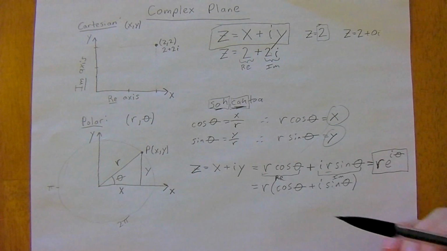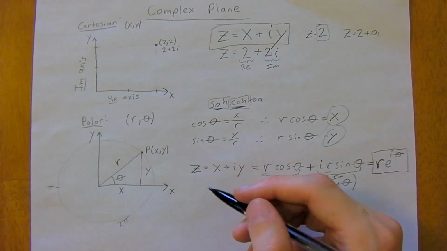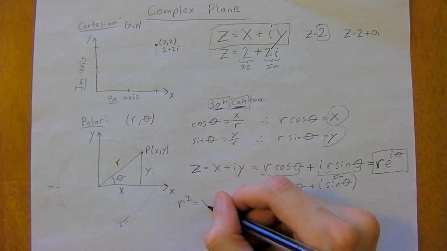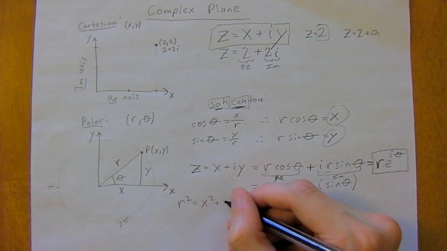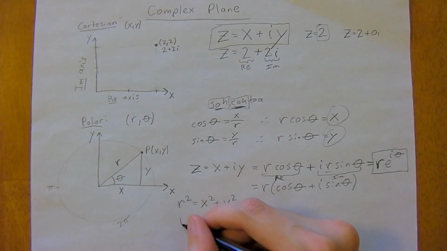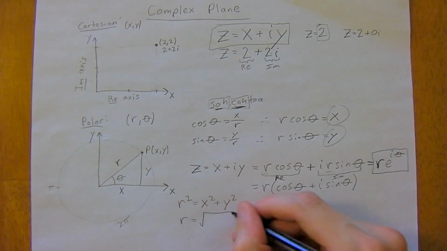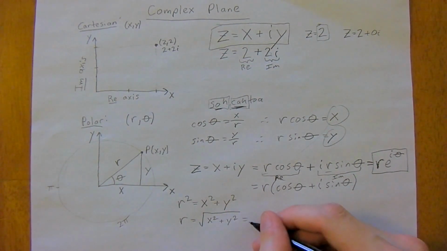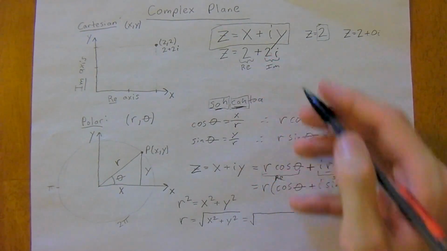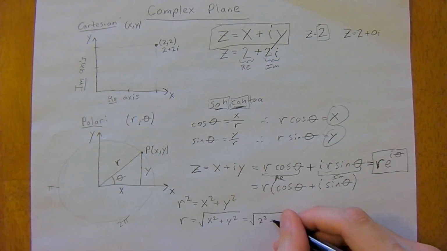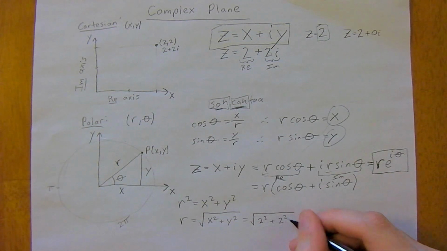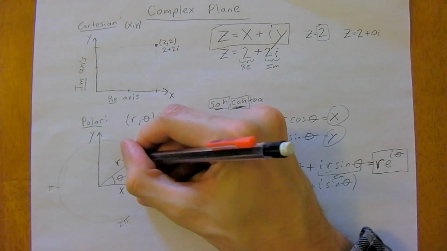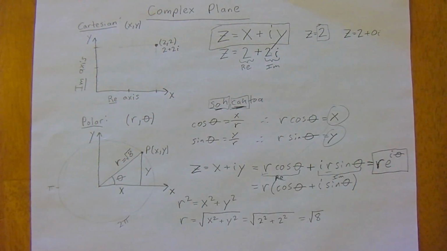But to get the r, well, remember from SOHCAHTOA as well, that the hypotenuse squared is equal to the adjacent squared plus the opposite squared. So r is just the square root of x squared plus y squared. In this case it is 2, 2. So 2 squared, 4, plus 2 squared, 4. So our radius here we know is equal to the square root of 8.